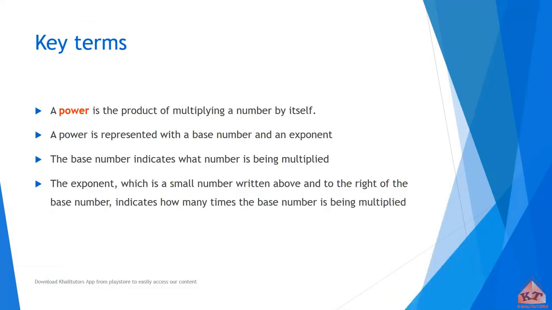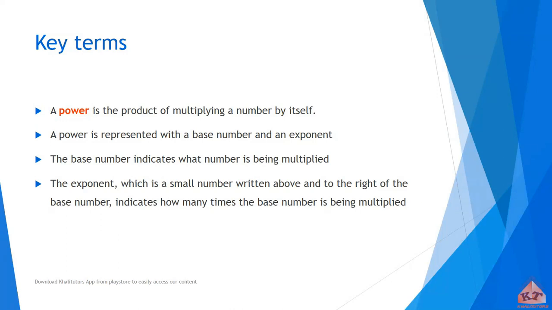What do we mean by a power? A power is the product of multiplying a number by itself. A power is represented with a base number and an exponent. The base number indicates what number is being multiplied. The exponent, which is a small number written above and to the right of the base number, indicates how many times the base number is being multiplied.